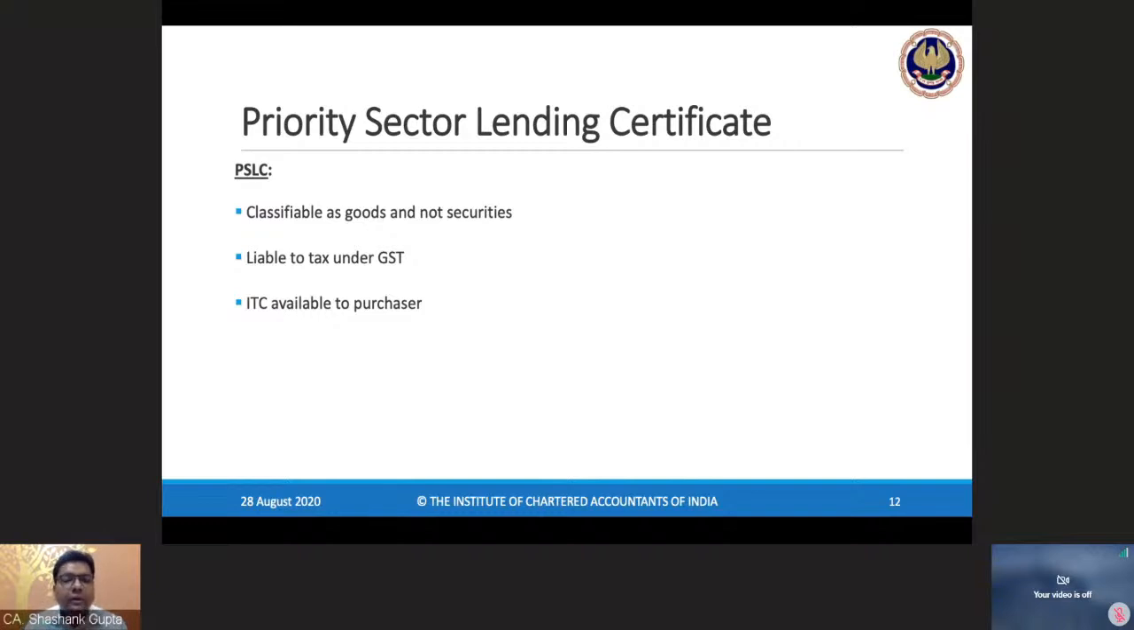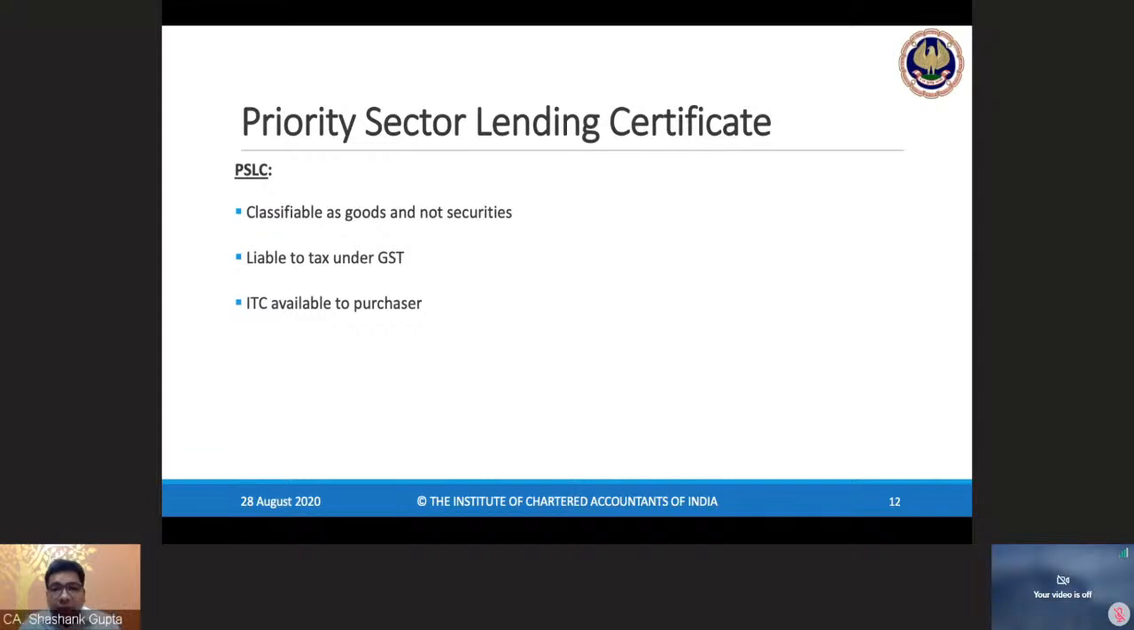That is, even if you exceed your target, you can sell this excess lending to the banks who would have underperformed. And this exercise is known as priority sector lending certificate. So one bank did excess lending, they could sell this to the underperforming bank, which could complete their targets, the benefit for them. The excess bank could sell this and hence a benefit to them.